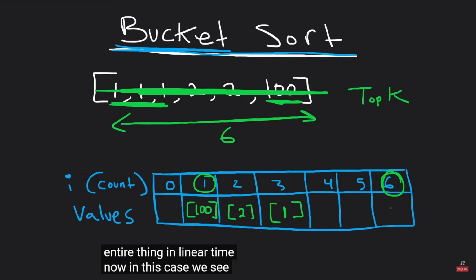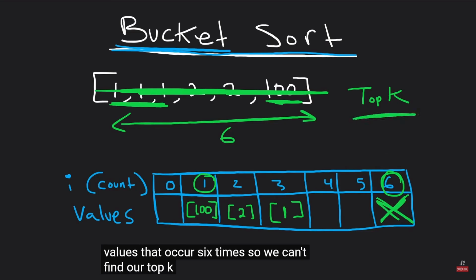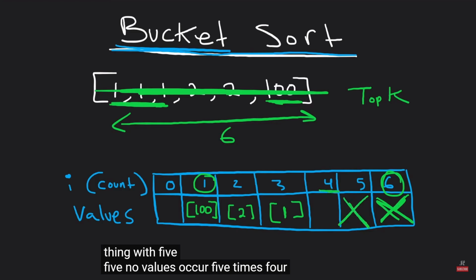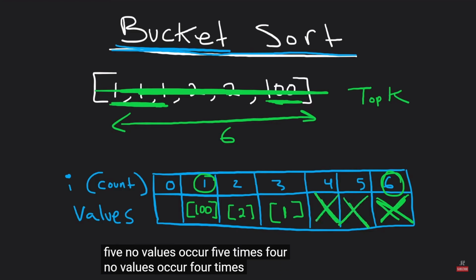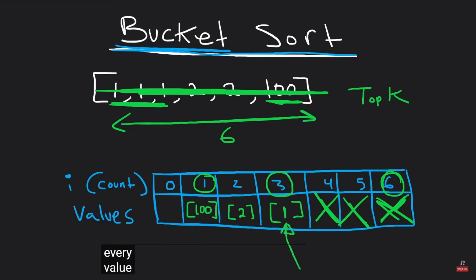Now in this case, we see 6. There's no values that occur 6 times, so we can't find our top k element in that position. We'll try the same thing with 5. 5, no values occur 5 times. 4, no values occur 4 times. 3, a single value. We're going to go through every value in this array, there's only a single value in this case, but we do see a 1 occurs.